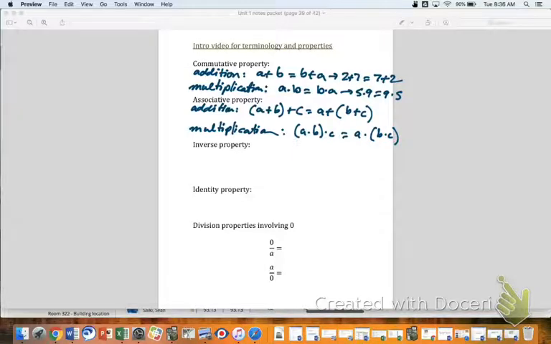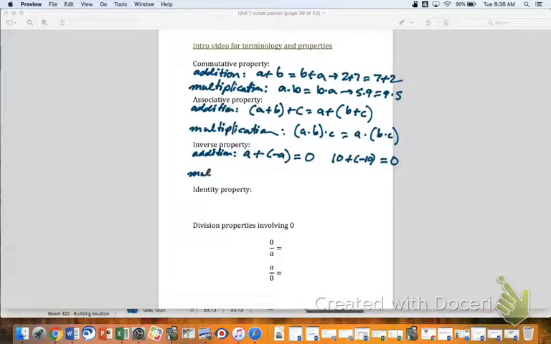The next one is the inverse property. The inverse property of addition is A plus the opposite of A, or A plus negative A, is equal to 0. So any number plus its opposite is always going to be 0. So 10 plus negative 10 is 0.